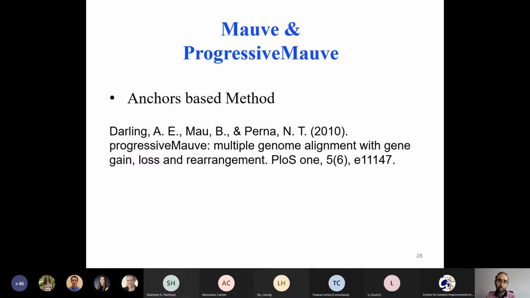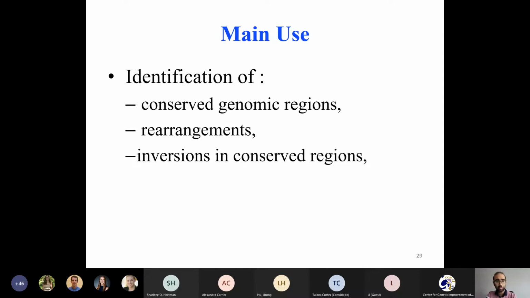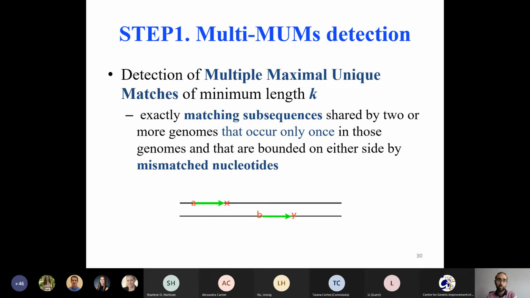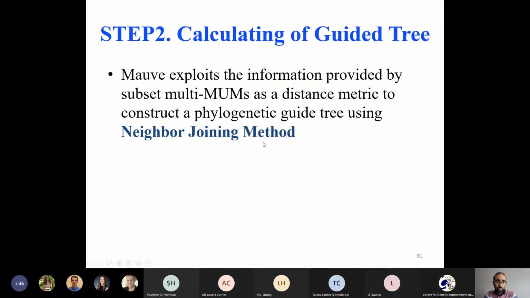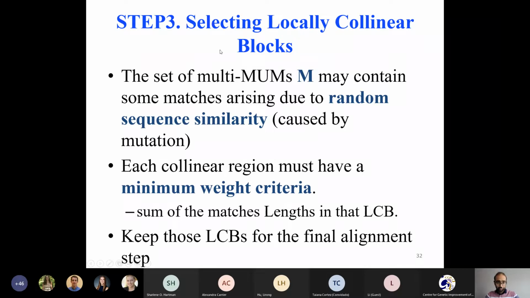There is also another algorithm called MOVE. The main use of this algorithm is to identify conserved genomic regions and to detect rearrangements and inversions in conserved regions. Step one is like the MAMR algorithm: they try to detect the maximal unique matches, and then based on the matches that we have, they make a distance matrix to construct a phylogenetic guide tree using the neighbor joining method. And when we have multiple maximal unique matches, they put them together in the collinear region. As usual, it depends on the mismatch score, on the distance and on the mismatches between the different regions and the other parts of the genomes.